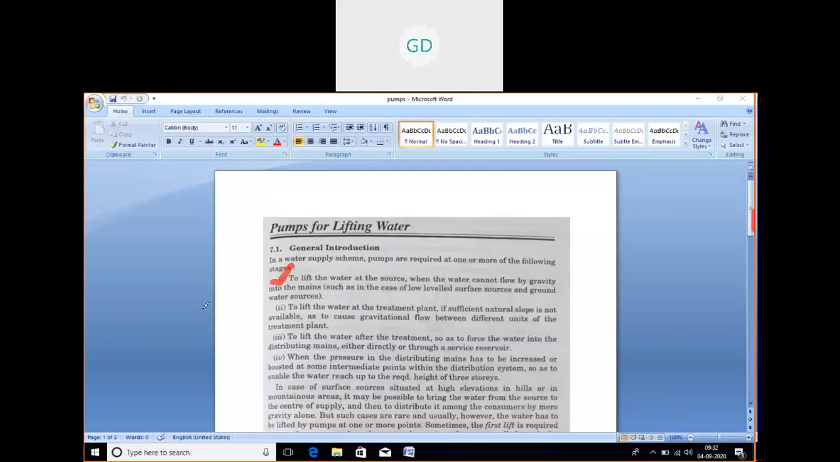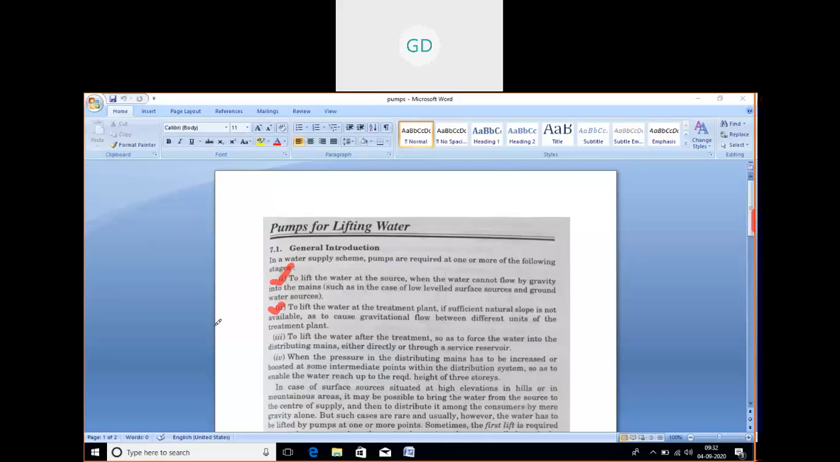Okay, number 2 point you see, it's written here: to lift the water at the treatment plant if sufficient natural slope is not available so as to cause gravitational flow between different units of the treatment plant. Yes. So you see, one is at a higher elevation and the treatment plant is at a lower elevation. So there is a sufficient slope. Okay, a slope is there.